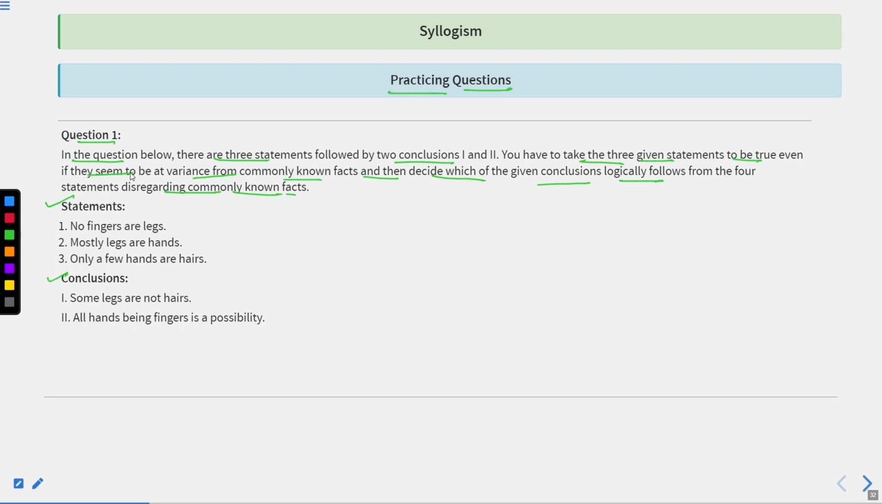That is why you will find these types of nomenclatures whenever you solve syllogism: no fingers and hands. Legs and hands are two different things, but while solving syllogism questions, you will find an amalgamation, a mixture of legs with hands, hairs with hands. So you need not panic at all.